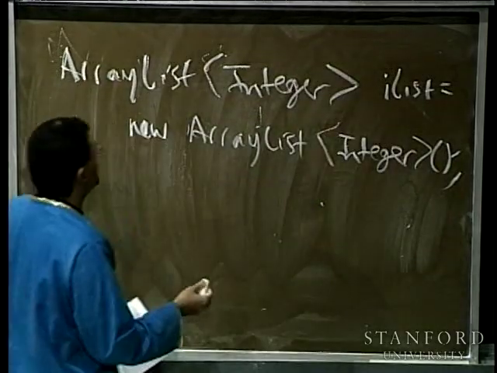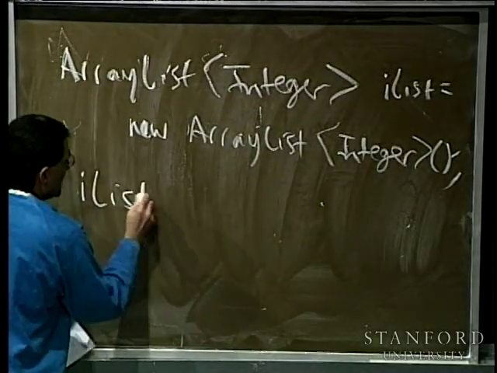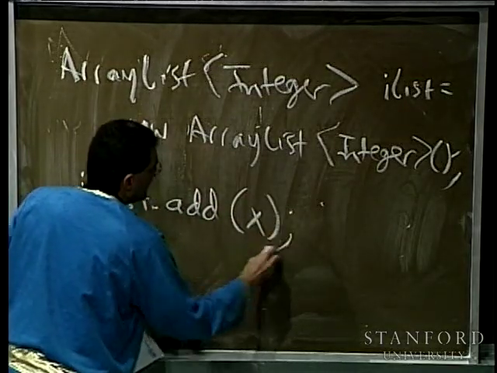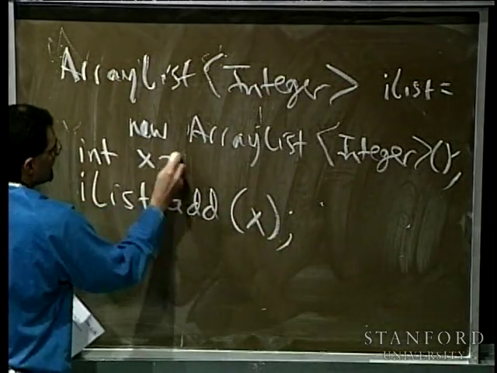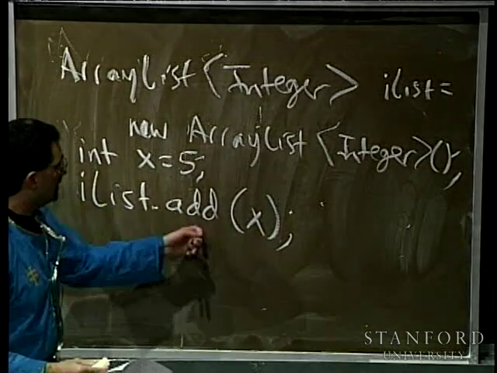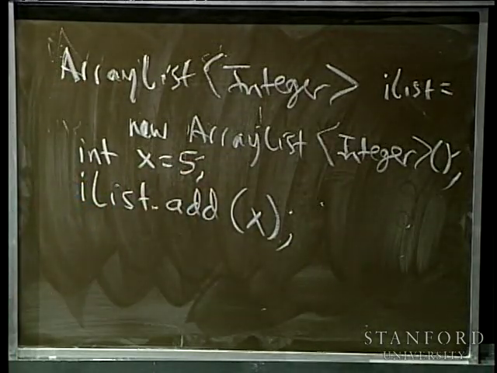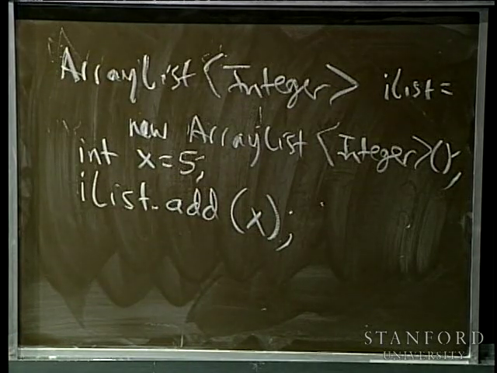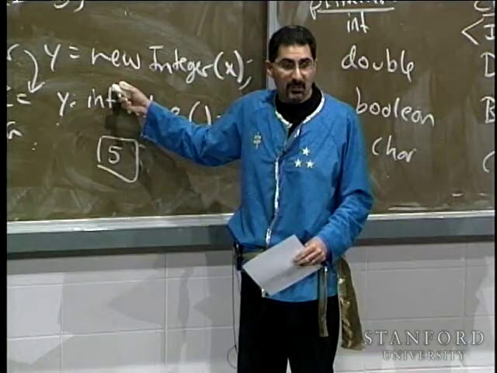Okay, so I create one of these things. Now I can say ilist.add and give it x directly, where here I might have int x equals 5. And you would say, but Marilyn, you told me this array list can only store integer objects, and you're passing an int. You told me that doesn't work.